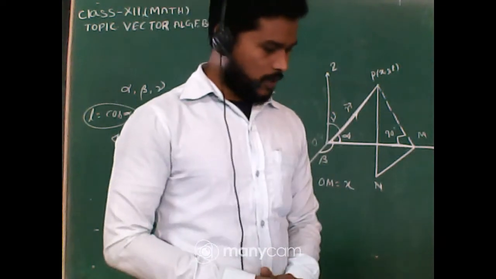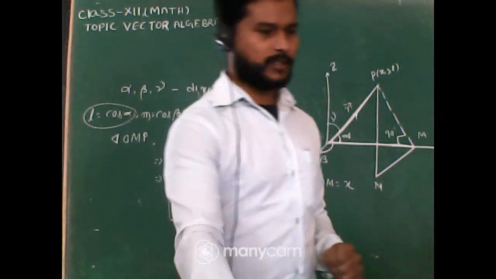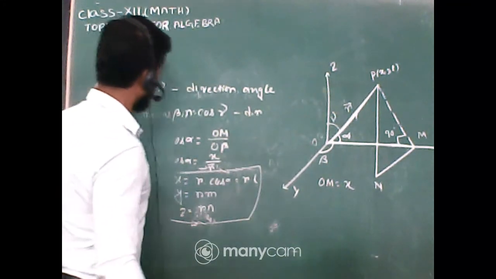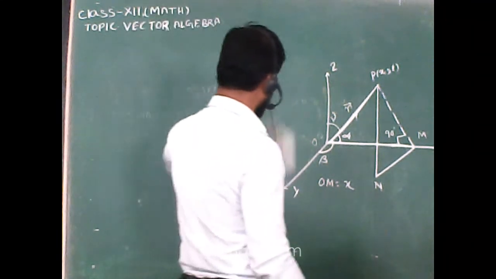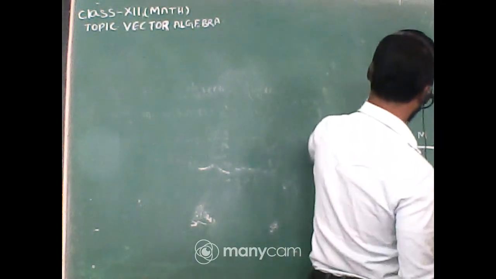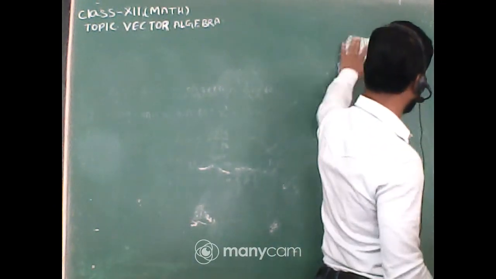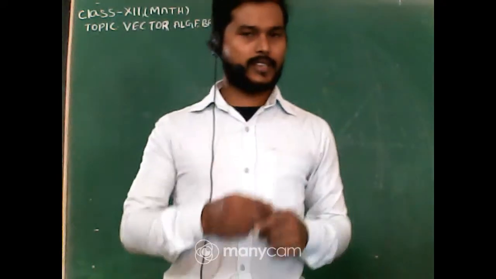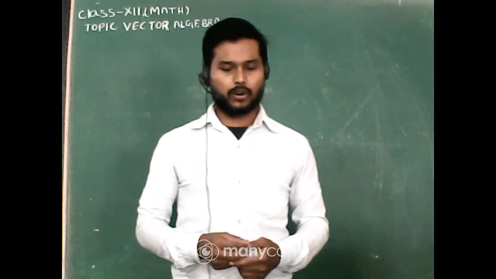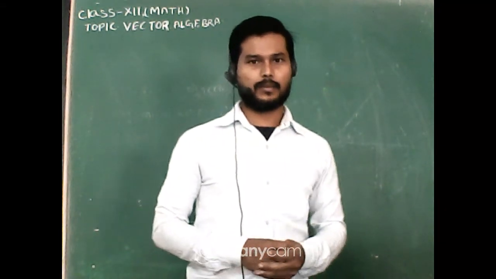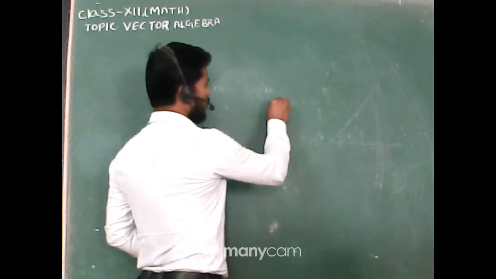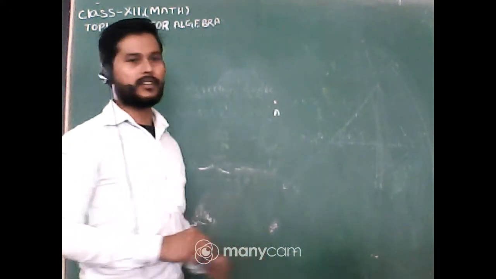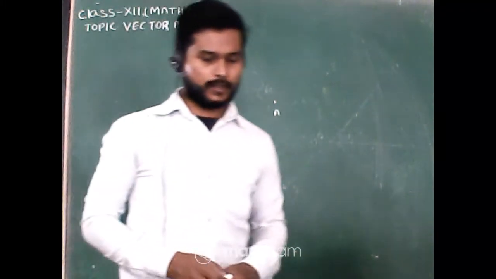Clear? Okay, now we are going to discuss a few special types of vectors. So first is the zero vector. What is the zero vector? Zero vector means if the initial point and the terminal point of the vector coincide, then the vector is called a zero vector. Means the initial point is A and the terminal point is also A. So this vector is called a zero vector.